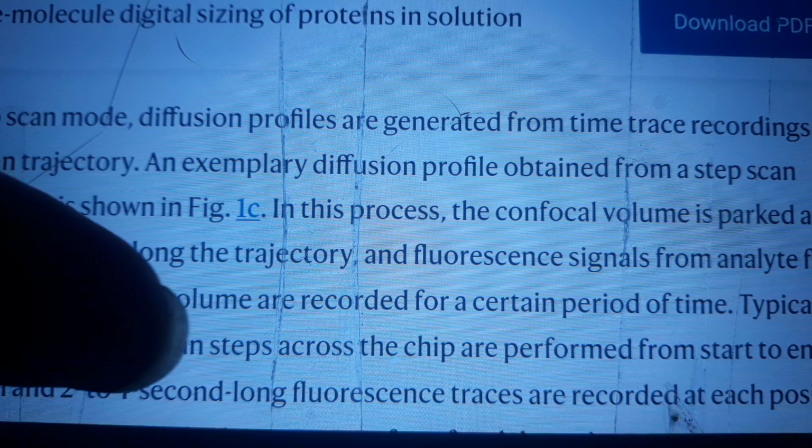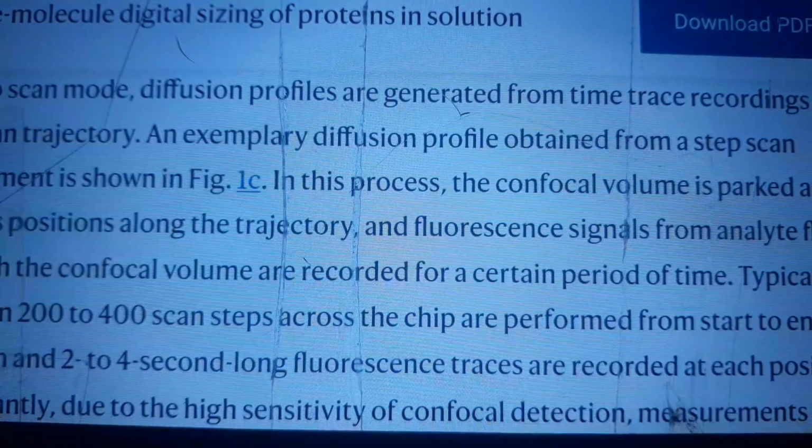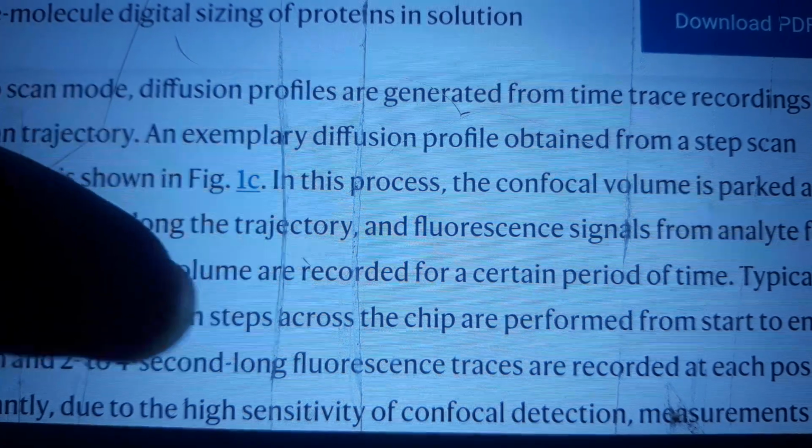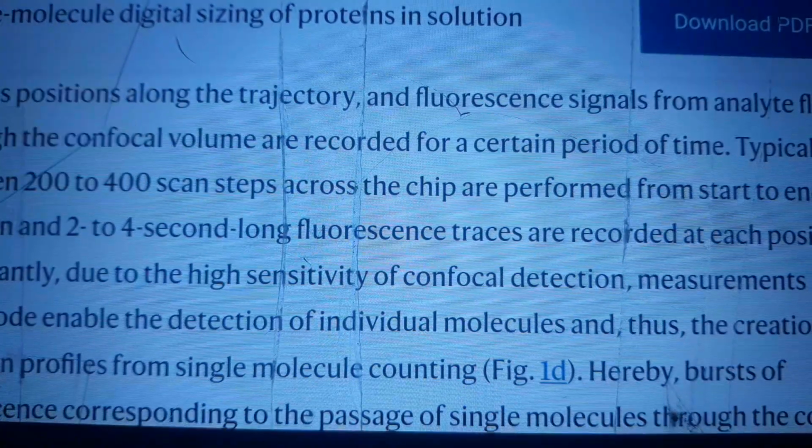In step scan mode, diffusion profiles are generated from time trace recordings along the scan trajectory. An exemplary diffusion profile obtained from a step scan experiment is shown in Figure 1c. In this process, the confocal volume is stopped at various positions along the trajectory, and fluorescent signals from analyte flowing through the confocal volume are recorded for a certain period of time.